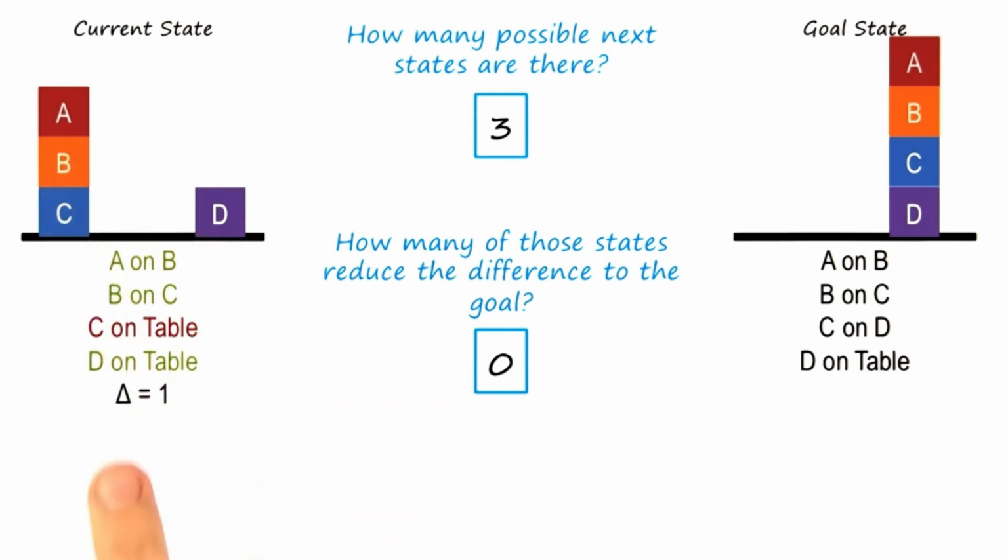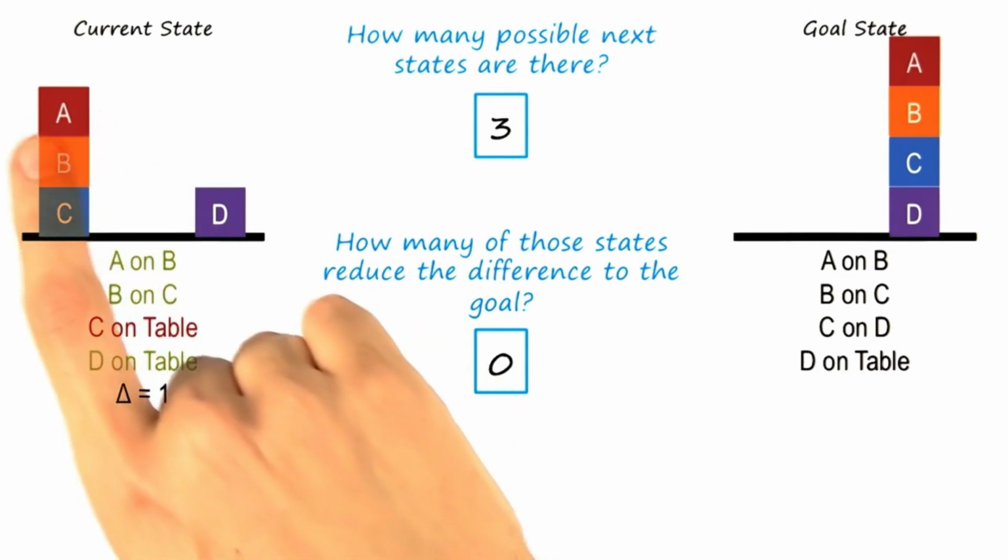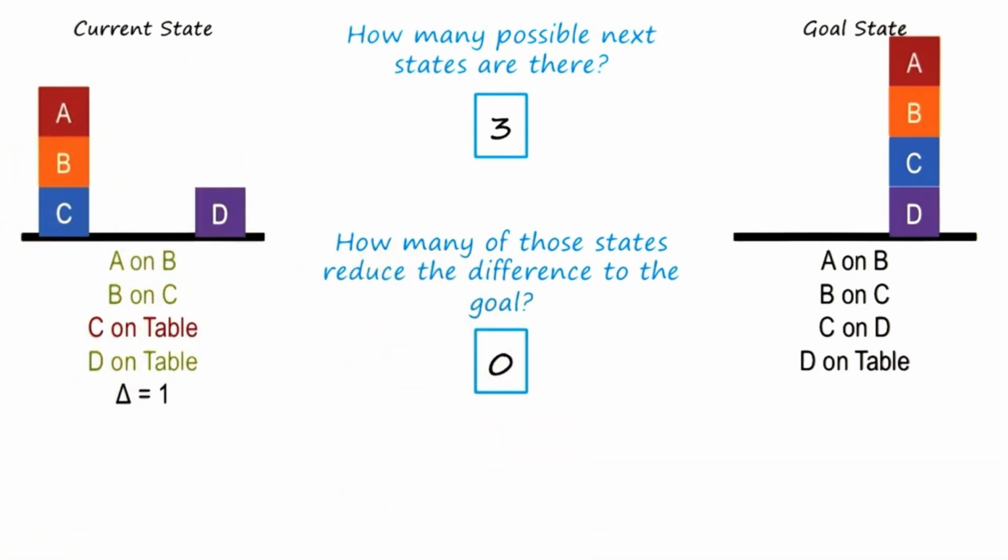If we put D on A, then we no longer have D on the table. If we put A on the table or A on D, then we no longer have A on B. So with means-ends analysis, it doesn't look like there's any way to get any closer to our goal than we currently are. That's right, David. And that means that means-ends analysis does not always take us towards the goal. Sometimes it can take us away from the goal, and sometimes means-ends analysis can get caught in loops.